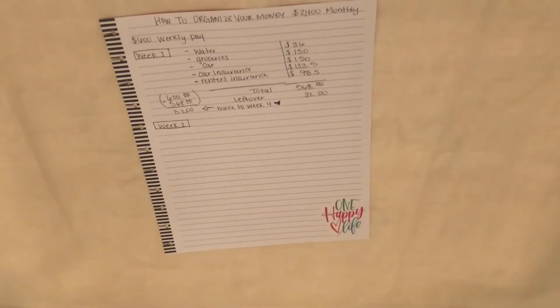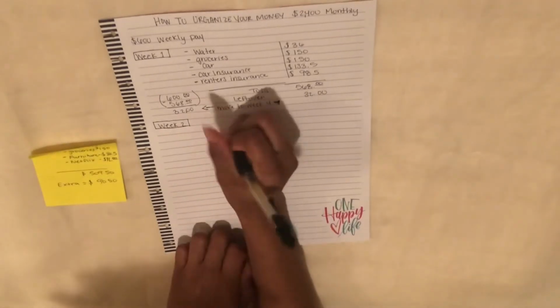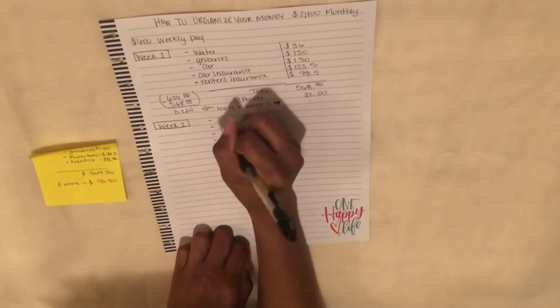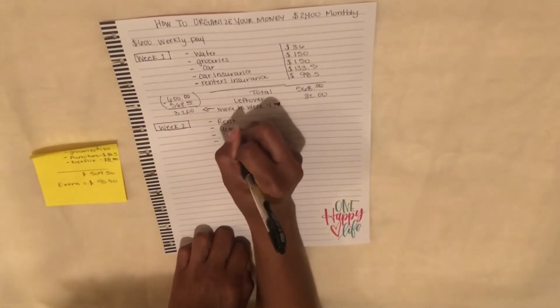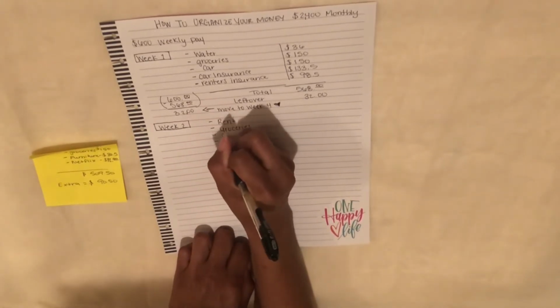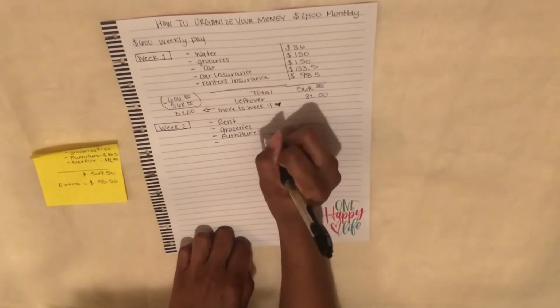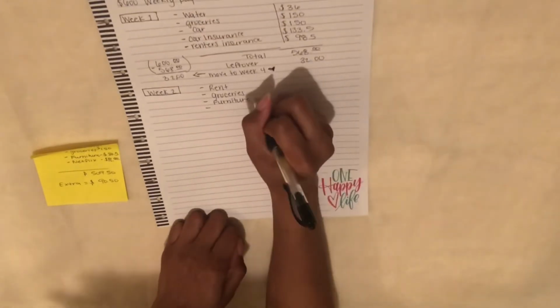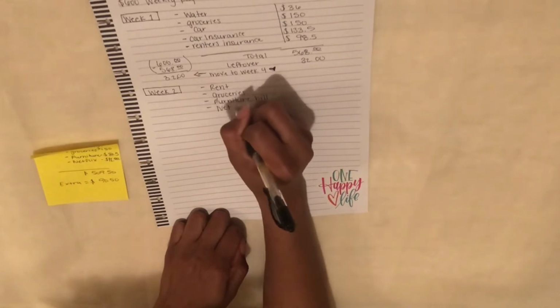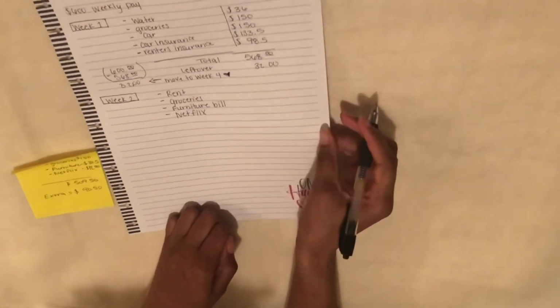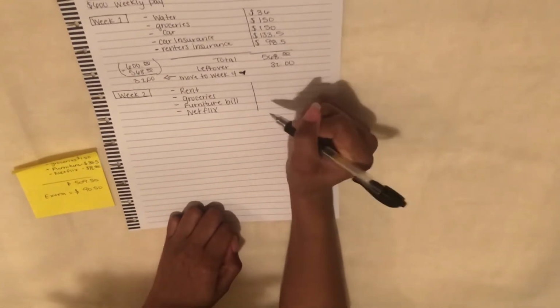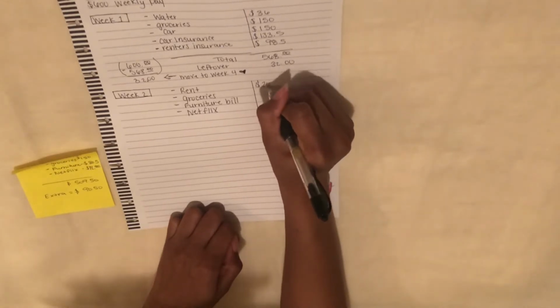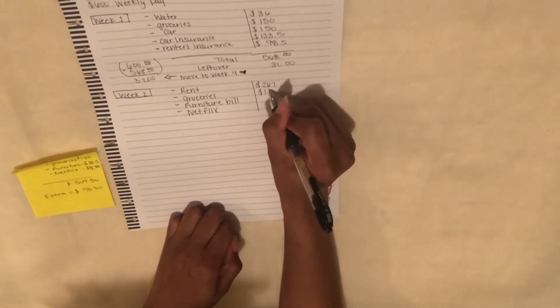So for week 2, this is when we're going to implement dividing up the rent. So we're going to do rent for $267, and then we're going to do groceries, furniture, and Netflix. All of that comes out to be $509.50.